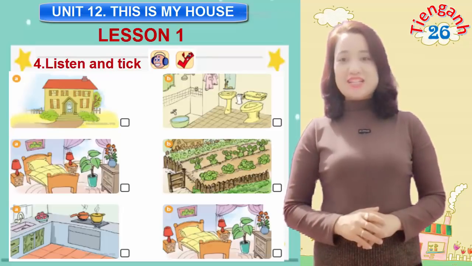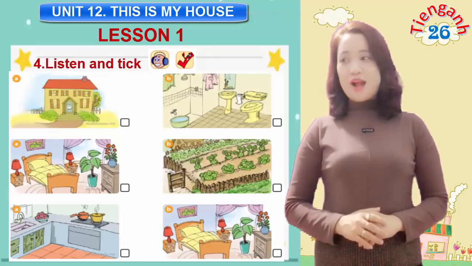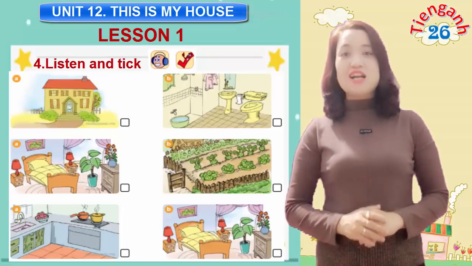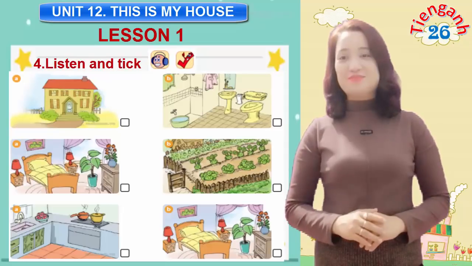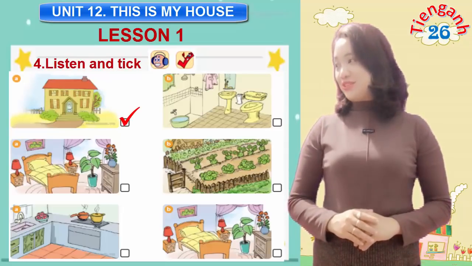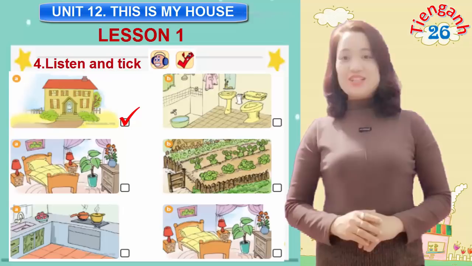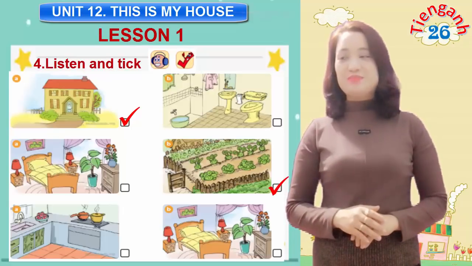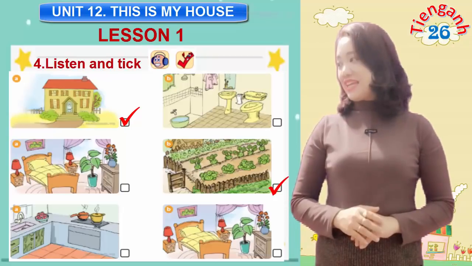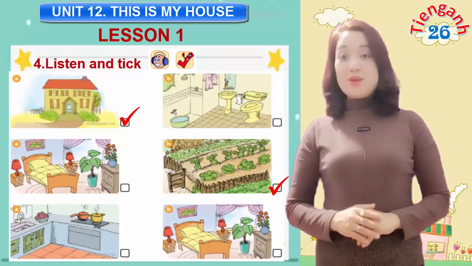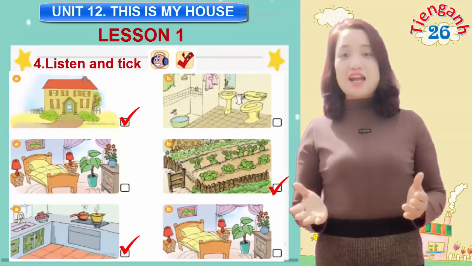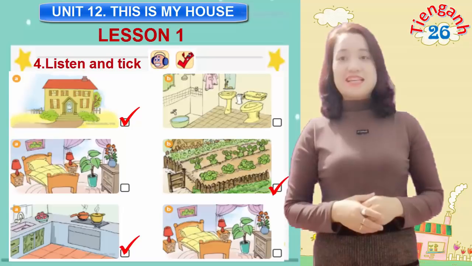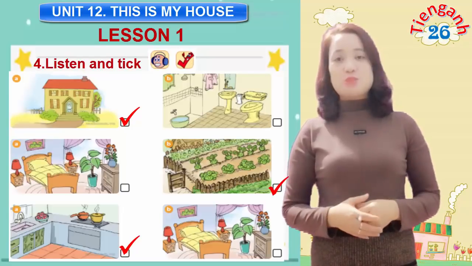Okay. Now check your answer. 1. Very good. It's picture A. 2. Good job. It's picture B. 3. Well done. It's picture A. We just practiced listening. Let's come to the next part.